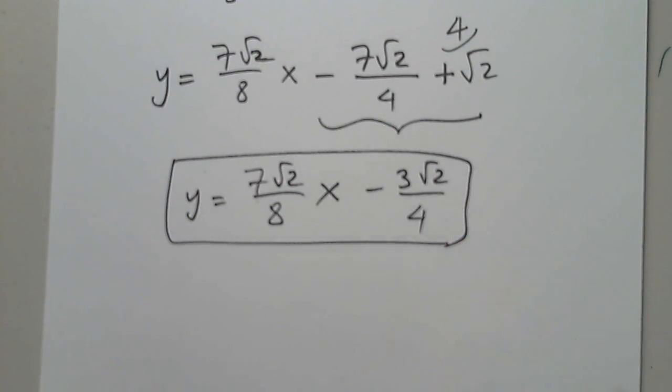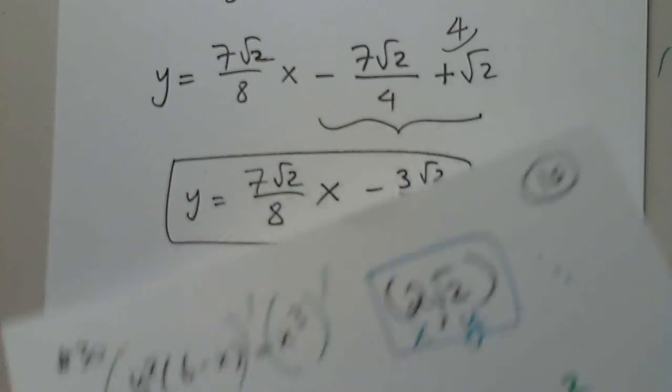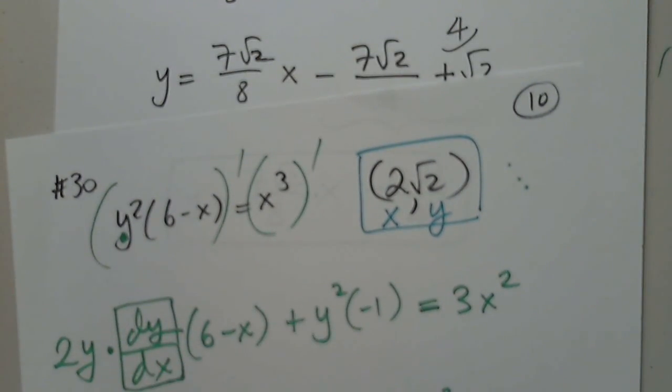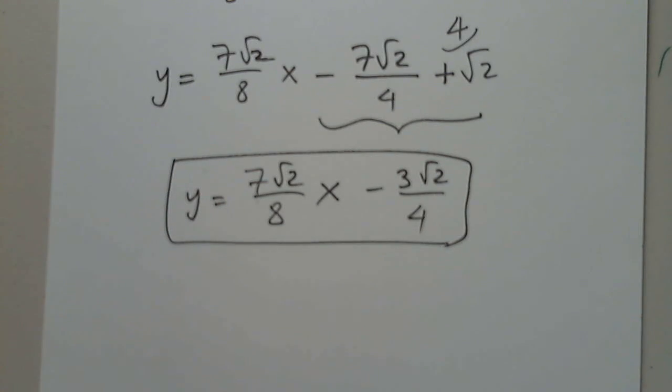This is the equation of the tangent to the graph of the given function at this point. Is this okay?